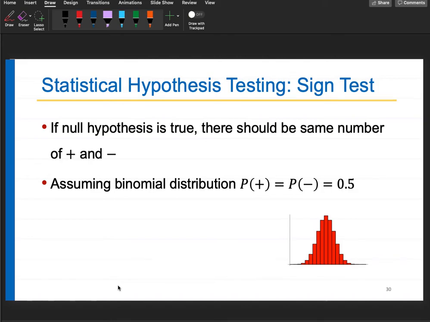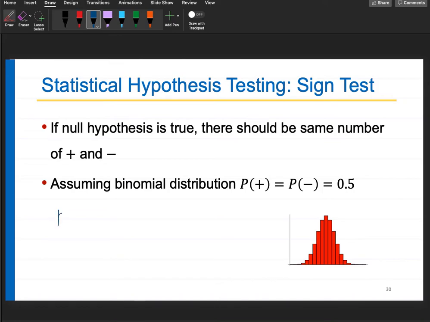To quantify, we assume that each of these signs, plus or minus, is coming from a distribution. Since these are binary variables, plus or minus, which distribution can you use? Binomial distribution. The output of the binomial distribution is binary, 0 or 1, or plus 1 or minus 1. And what is the binomial distribution? Anybody remembers? Okay, the binomial distribution is something like this.